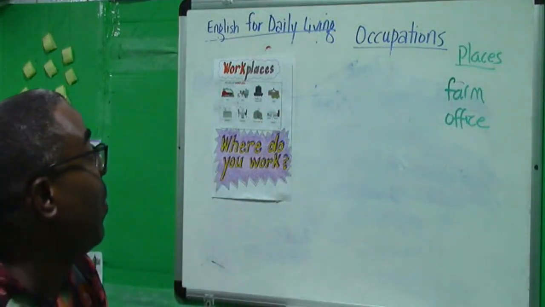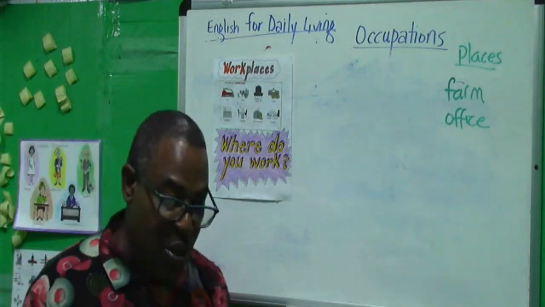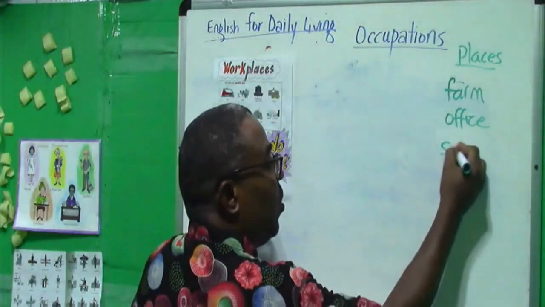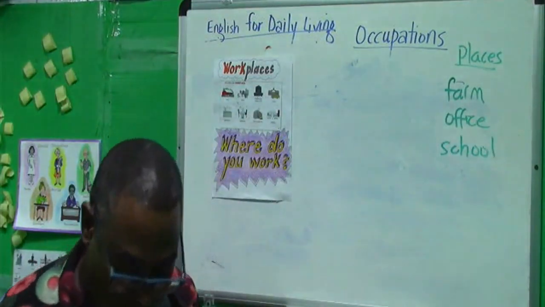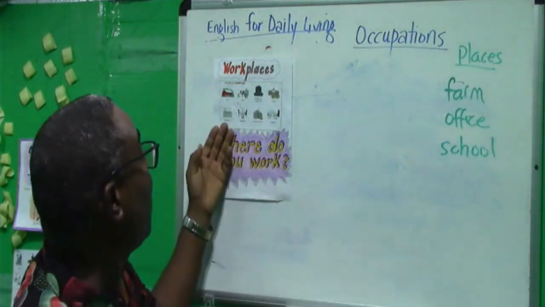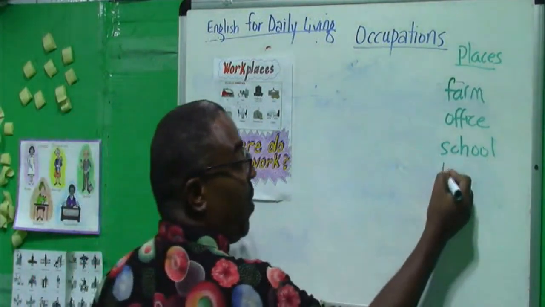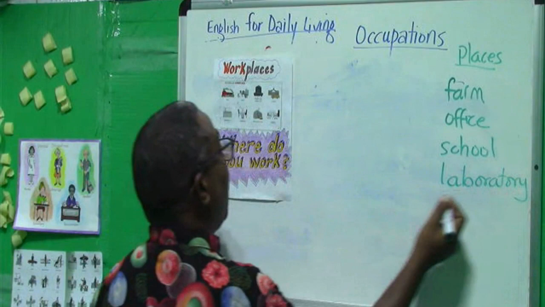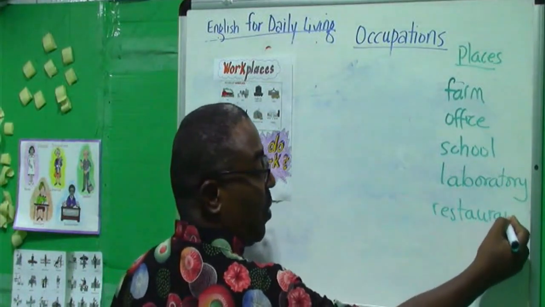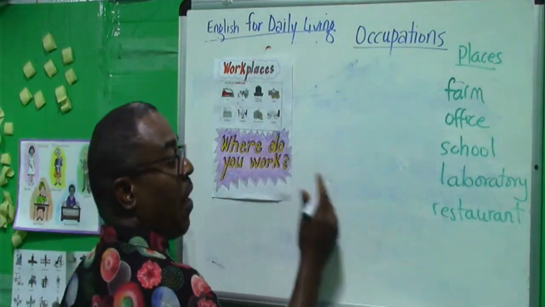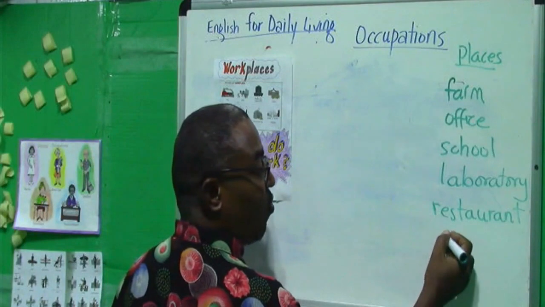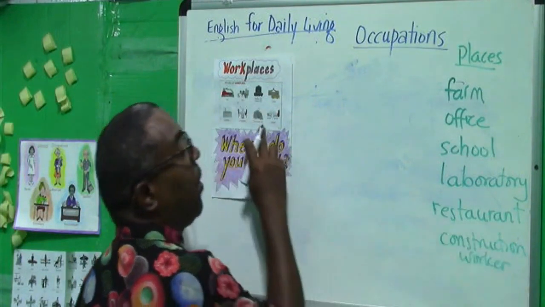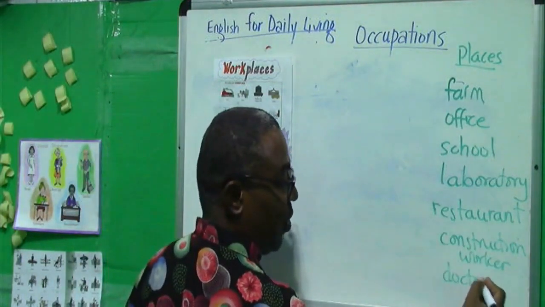Now, where would a teacher work? The teacher would work where? At a school. And we have a laboratory. It's another place of work. A laboratory or lab. The scientist would work there. In a restaurant, the waiter or the waitress would be at a restaurant. At the construction site would be the builder or construction worker. At the hospital, we'd have the doctor or nurse.